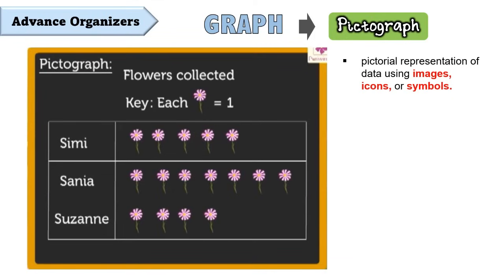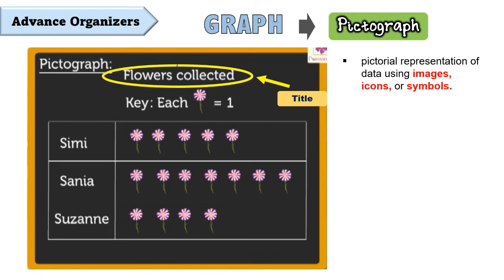Lastly is the pictograph, also known as a pictogram. It is the pictorial representation of data using images, icons, or symbols. We can represent the frequency of data while using symbols or images that are relevant using a pictograph. Pictographs are one of the simplest ways of representing data. Here are the corresponding parts of the sample pictograph.